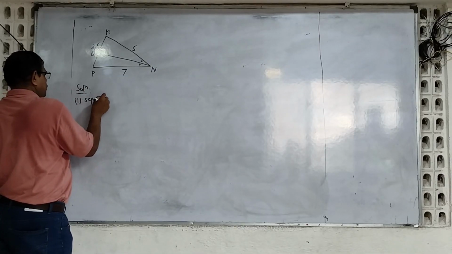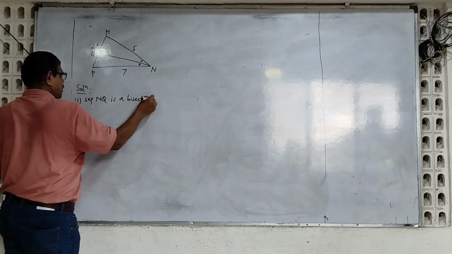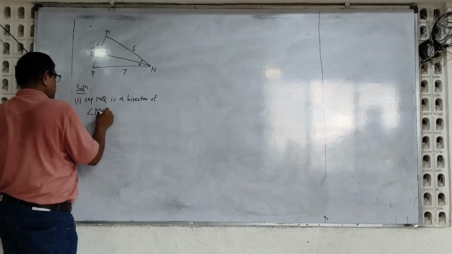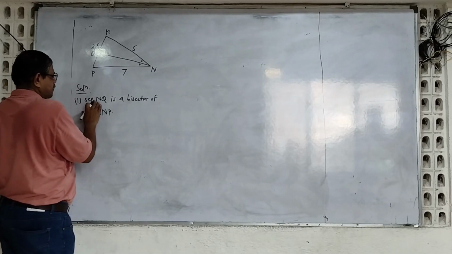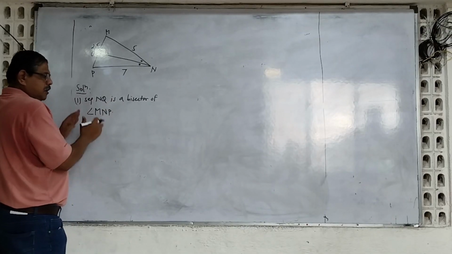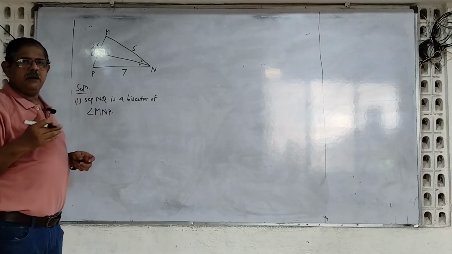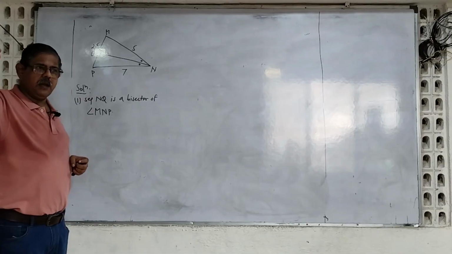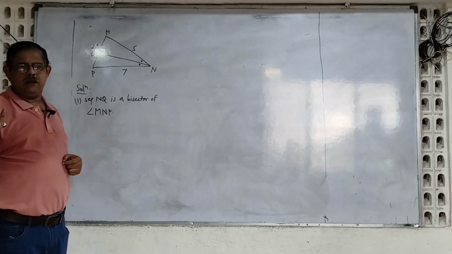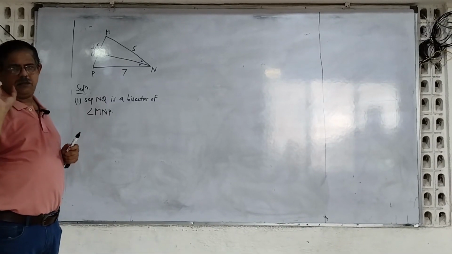Segment NQ is a bisector of angle MNP, or I can say segment NQ bisects angle MNP. Both have the same meaning. We don't stick to how your teacher is giving the answer in school. We don't stick as an examiner in the board to that way. However you are writing, if it has the correct meaning, you are right.